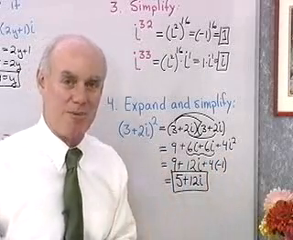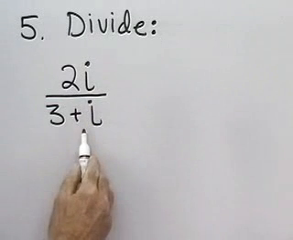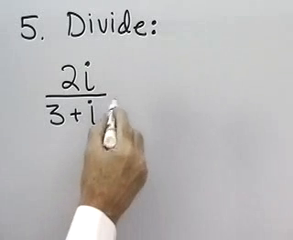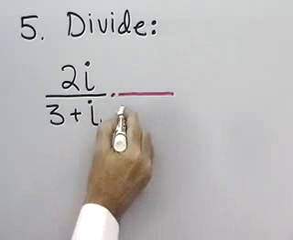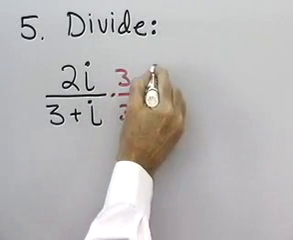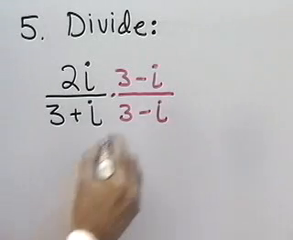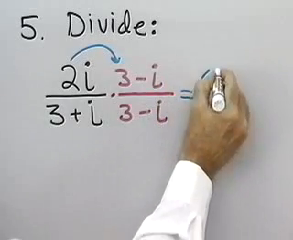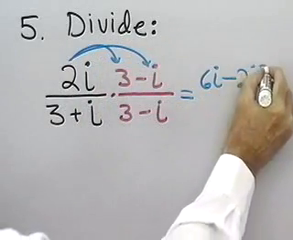Let's look at a division problem. We have 2i divided by 3 plus i. So to do division with complex numbers, I do something that's similar to rationalizing the denominator with radicals. What I do is multiply the numerator and denominator of this fraction by the conjugate of the denominator. So I end up with 3 minus i times the denominator and 3 minus i times the numerator. So once I have that, now I can just go ahead and multiply. 2i times 3 will be 6i. 2i times negative i will be negative 2i squared.